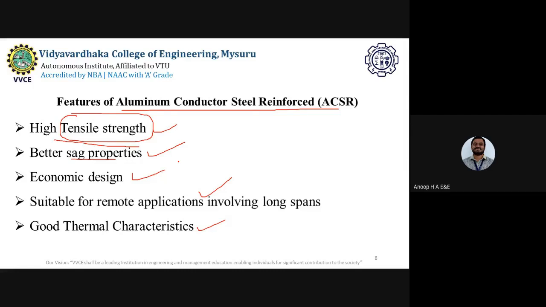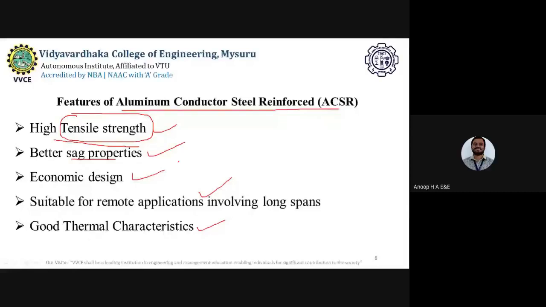How do you define sag? Anyone? How do you define sag? It is the distance from the point of support to the lowest point of the conductor.